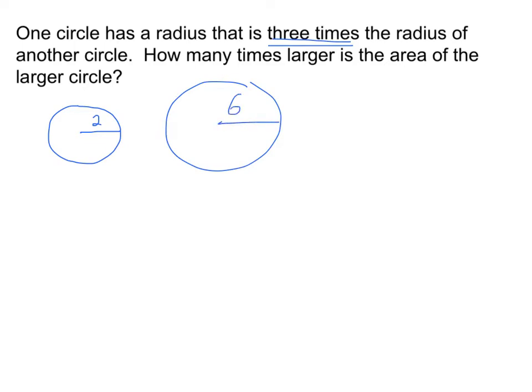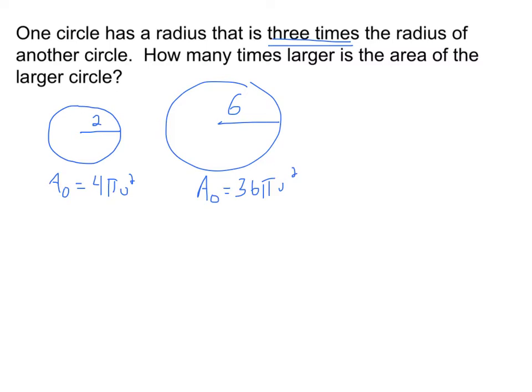Now let's look at the area of the larger circle as compared to the smaller circle. The area of the small circle is going to be pi r squared. The radius is 2, so the area is going to be 4 pi square units. And the bigger circle, the area is going to be pi r squared. The radius is 6, so 6 squared is 36. Multiply it by pi. That's 36 pi square units.